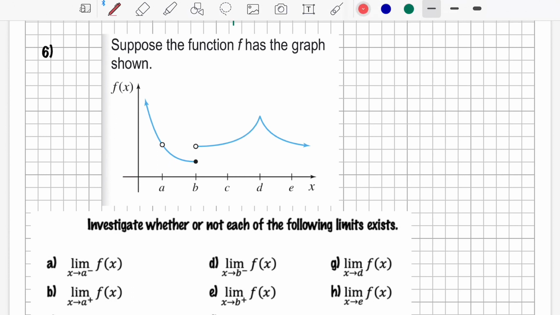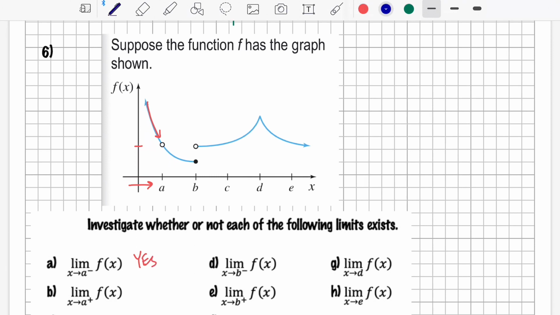So this first one, we want the limit as x approaches a from the left. Let's approach a from the left. If I approach a from the left, is it approaching something? Yes, it's approaching this y value. What is it? I don't know. It doesn't matter, but it exists. So yes.